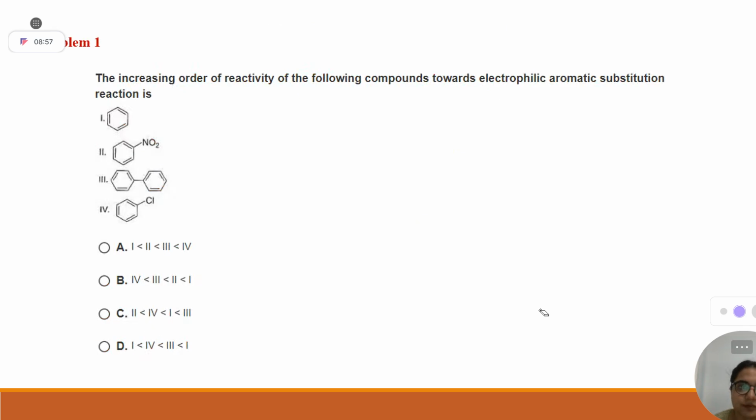Okay. So, problem number 1 for today's session is the increasing order of reactivity of the following compounds toward electrophilic aromatic substitution reaction. Your options are following. You have to tell me which one of the following is most reactive towards electrophilic aromatic substitution. Since electrophile is coming, the more electron rich your benzene ring is, the better it will be reactive for your incoming electrophile. Keeping this in mind, tell me the answer.